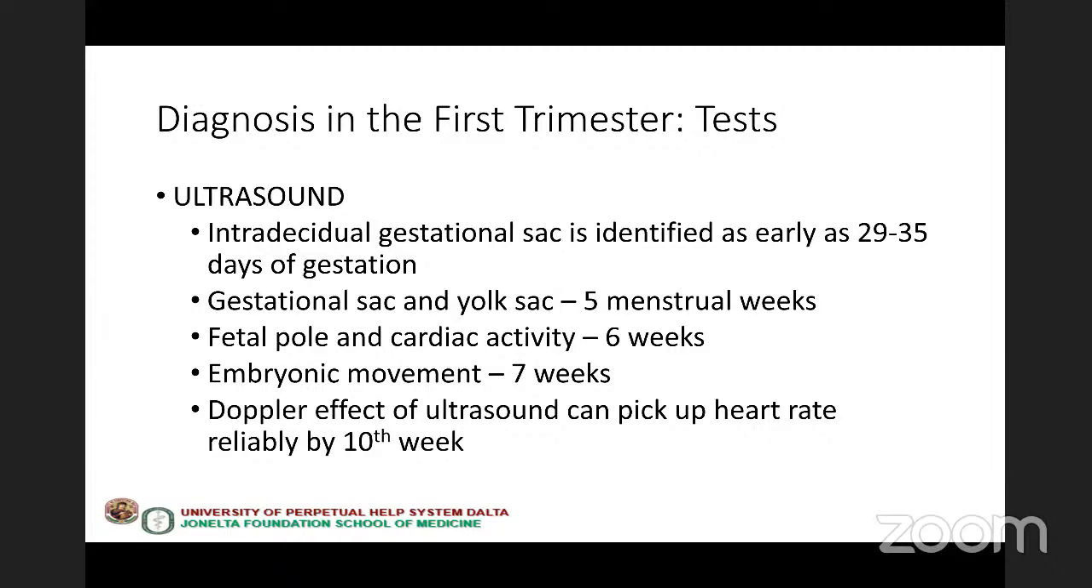Your fetal pole and your cardiac activity would start to appear around 6 weeks. Demonstrable embryonic movement by ultrasound would be at 7 weeks. Okay. By 10 weeks, your Doppler can pick up the heart rate reliably. Okay? That is ultrasound.